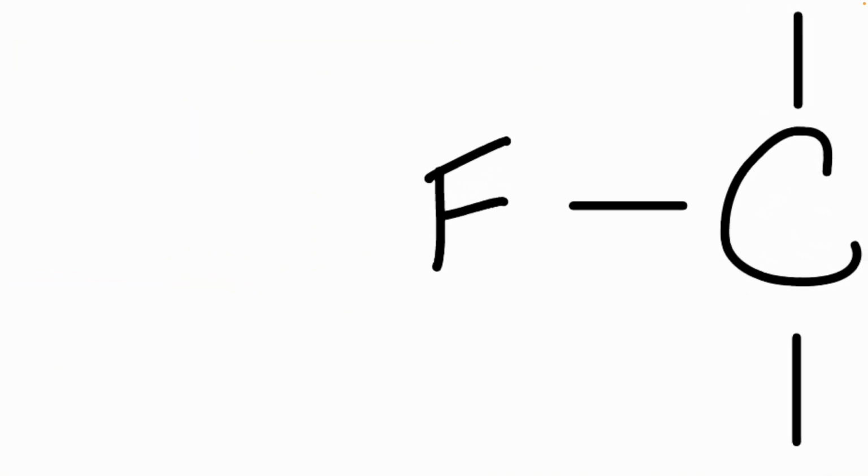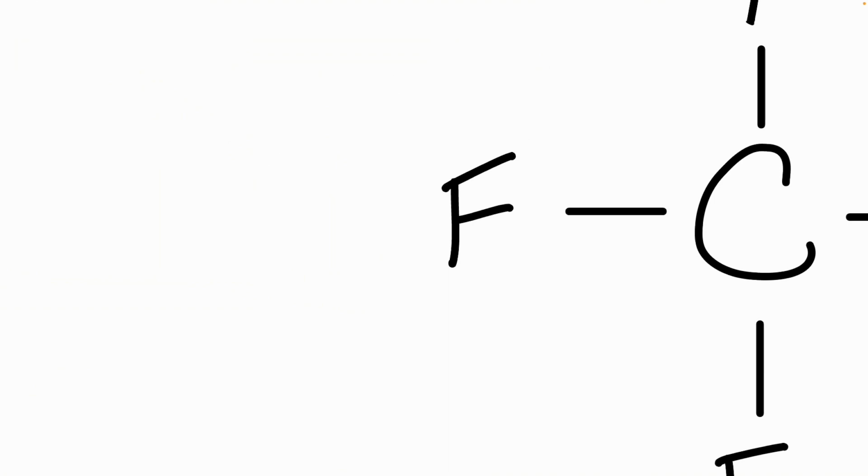So this fluorine right here wants to have how many electrons in its octet? 8. And how many does it currently have? Just 2. So I need to complete the octet of this fluorine by laying down another 1, 2, 3, 4, 5, 6 electrons as lone pairs. So now this fluorine's happy because it's got a total of 2, 4, 6, 8 electrons in its octet.